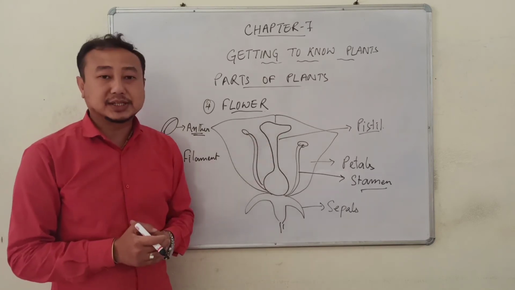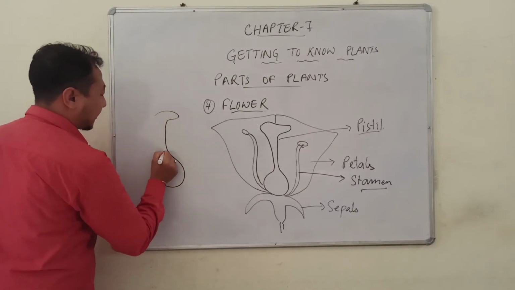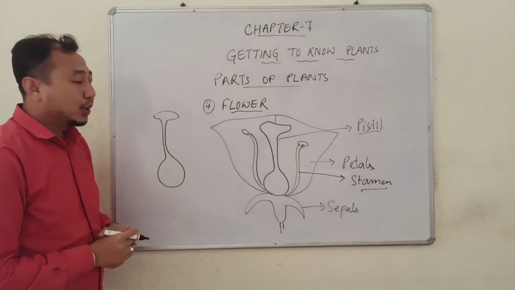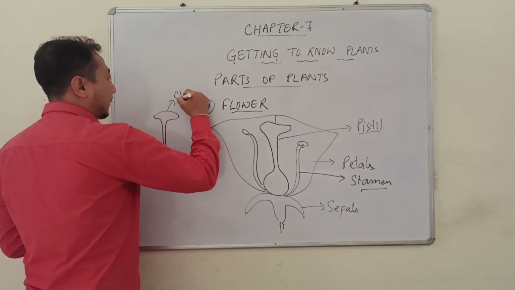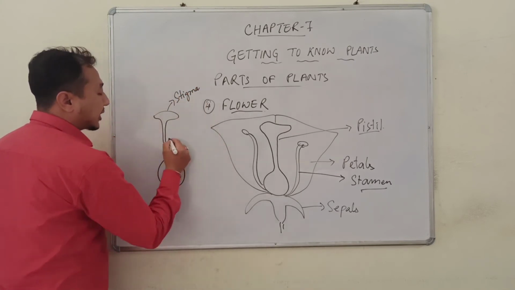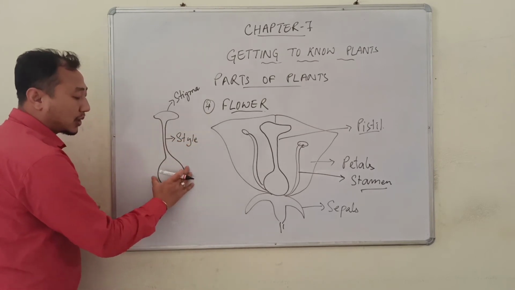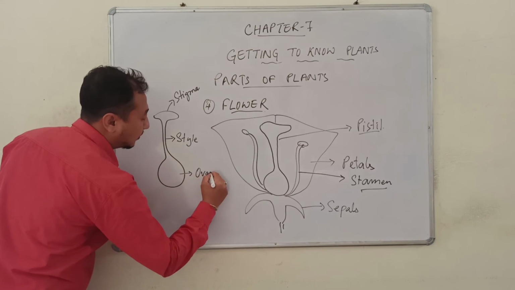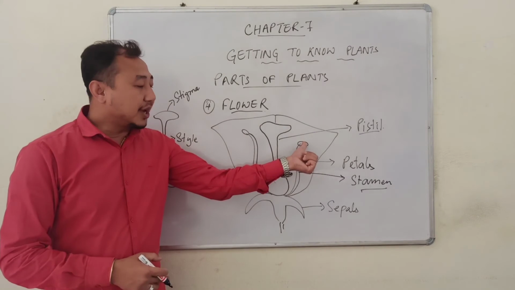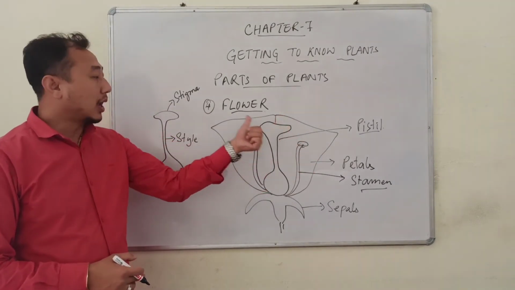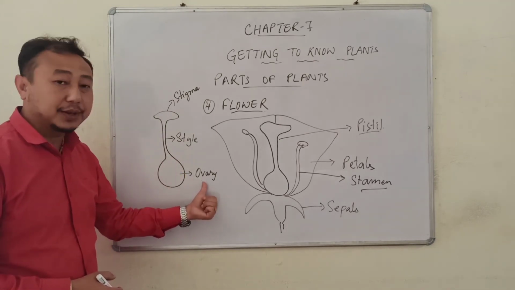Now, let's come to the pistil. When we see the structure of the pistil, it contains three different structures. One is a flat sticky structure that is present at the tip, which is known as the stigma. The second one is this long tube, which is known as the style. And the last one is the swollen base, which is known as the ovary. The stigma is the portion where the pollen grain from the anther is transferred. And from here, the pollen grain will be passed inside the style and it will finally reach the ovary.